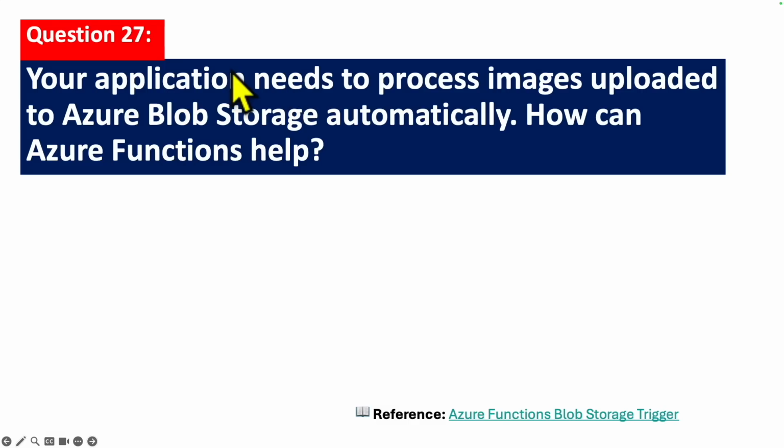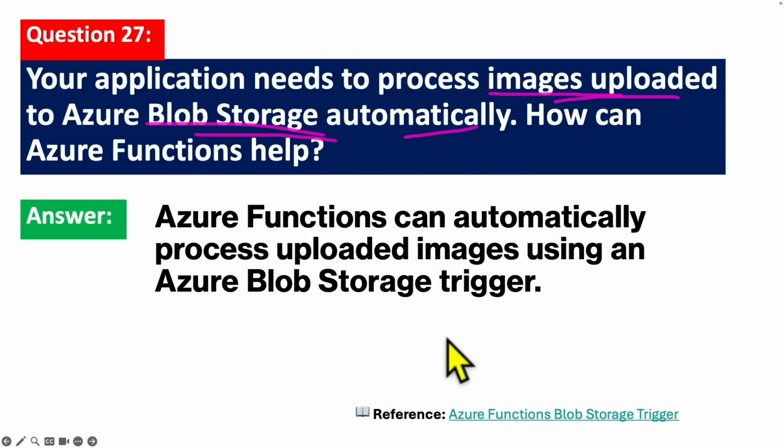Let's look at question number 27. Your application needs to process images uploaded to Azure Blob Storage automatically. How can Azure Functions help? So this is a scenario-based question. You can explain this by telling that Azure Functions can automatically process uploaded images using an Azure Blob Storage tier. How? You can use things like trigger, processing, storage, notification, things like that.